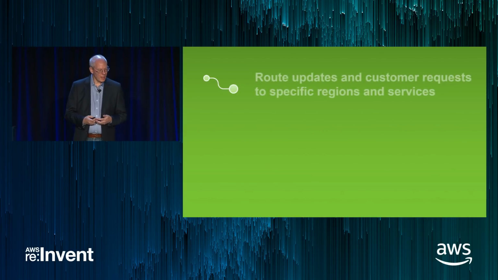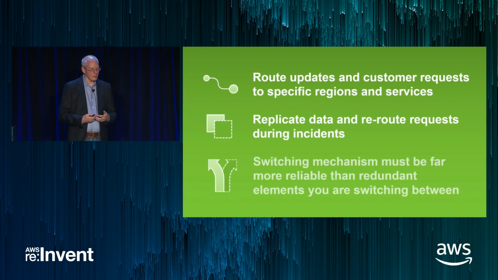So what are you trying to do here? You're going to route updates and customer requests to specific regions and services. You've got to figure out how do you do that routing, how do you switch it, how do you replicate data and reroute those? What's the architecture there? And your switching mechanism must be more reliable than the things it's switching between. This is one of the principles of redundant systems.